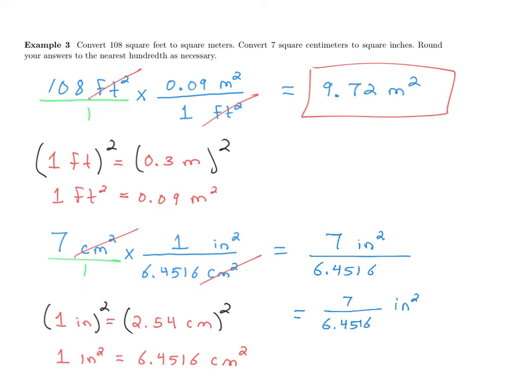And if we're rounding to the nearest hundredth as necessary, which it is here, we get 1.09 square inches. So this is the number of square inches that is equivalent to 7 square centimeters.